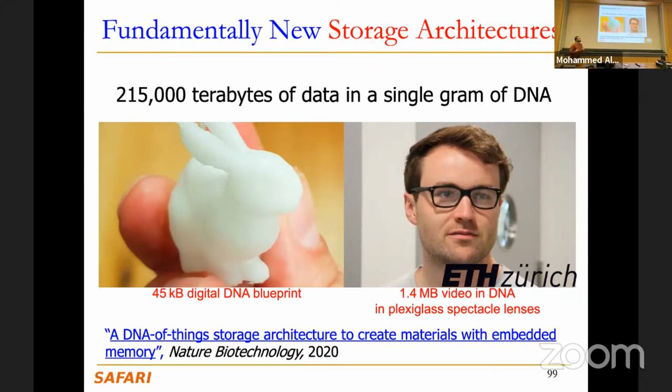However, there's a challenge here. The sequencing error means you still cannot read this content accurately. Then you need to do redundancy, right? You make redundant copies of a lot of information. Once you read it using the sequencing machine, you can overlap them and get a correction for this information. That's why we cannot store too many things inside this bunny. So they use about 45 kilobytes of data here, and 1.4 megabytes inside the lenses of the sunglasses.